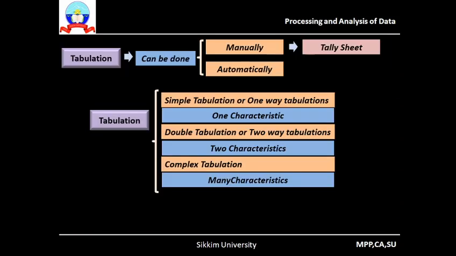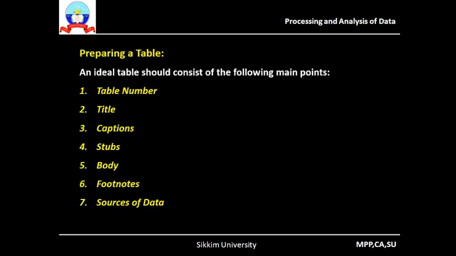So tabulation can be done automatically or manually. Manually, we have learned about the tally sheet. Tabulation can be of different types. We can have simple tabulation or one-way tabulation, double tabulation or two-way tabulation, or complex tabulation. Simple tabulation describes one characteristic, double tabulation discusses two characteristics, whereas complex tabulation discusses many characteristics.